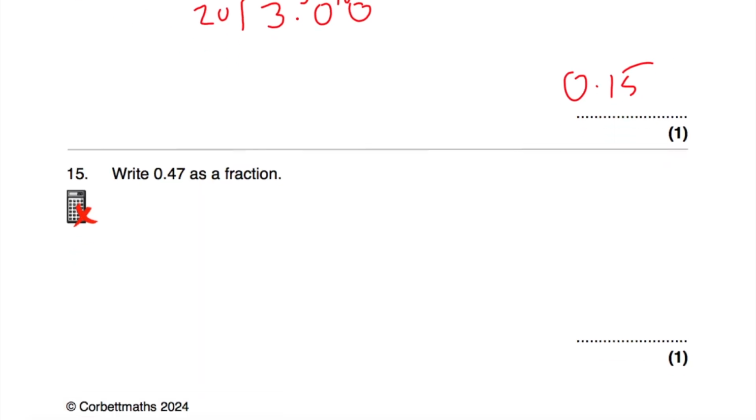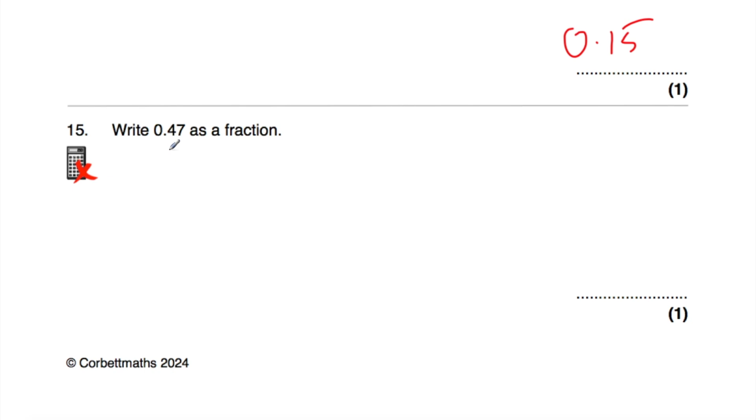Okay, question number 15. Question number 15 says to write 0.47 as a fraction. So here we just need to write this as a fraction. There's a couple of ways we could do it. One approach is to look at it and say, well, we've got here our units, our tenths, and our hundredths. So this would be 47 hundredths, just writing it down as 47 hundredths, and then seeing if we can cancel this down, and no we can't, so that's actually just it, 47 over 100.